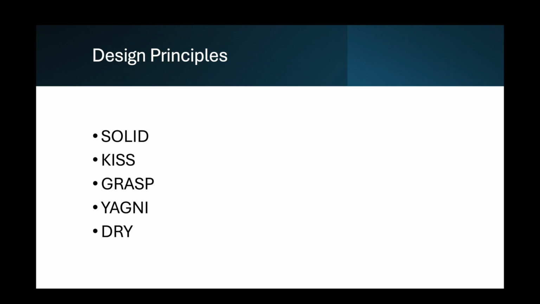Next, we look at YAGNI, which is you aren't gonna need it, which advises against implementing features until they are actually needed. Finally, we're going to look at DRY, which is don't repeat yourself, which focuses on reducing duplication in code to ensure consistency and maintainability. Together, these principles serve as a foundation for building high-quality software that meets both current and future requirements.